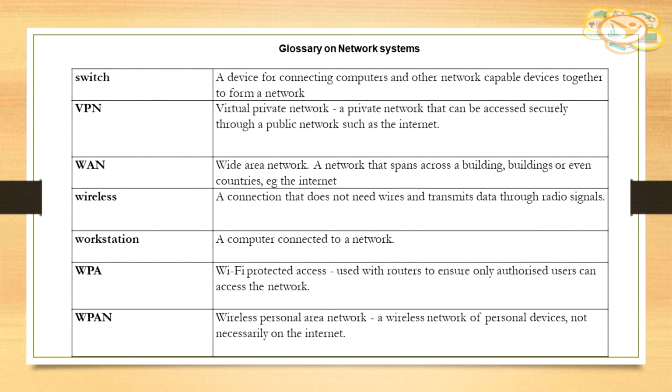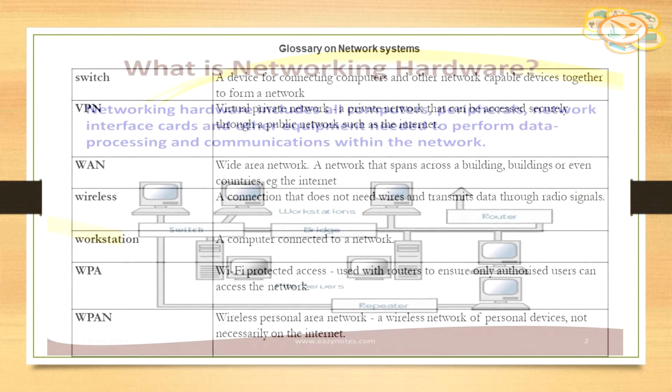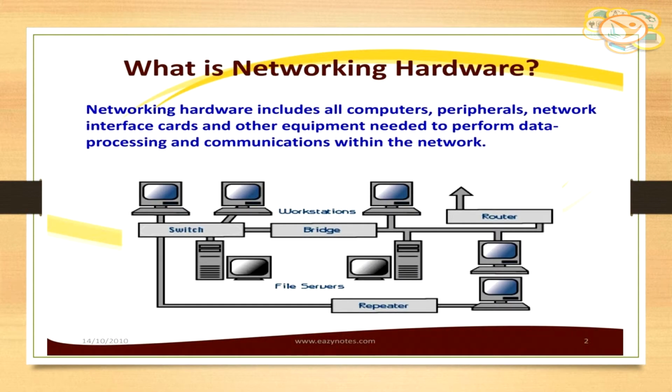WPA, Wi-Fi Protected Access, used with routers to ensure only authorized users can access their network. WPAN, Wireless Personal Area Network, a wireless network of personal devices, not necessarily on the internet. So let's try to answer the question: what is networking hardware?